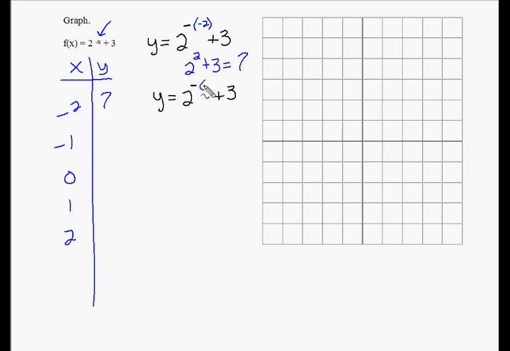So now we'll put into the original equation negative 1. So 2 raised to the negative negative 1 plus 3 is 2 raised to the positive 1 plus 3. And 2 plus 3 is 5.